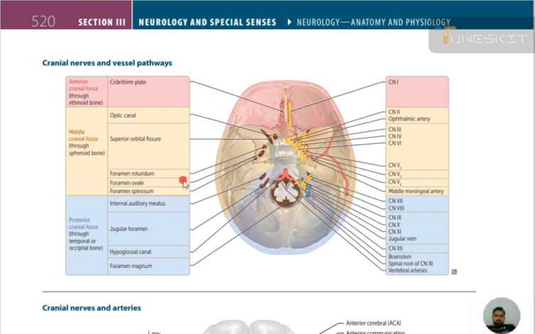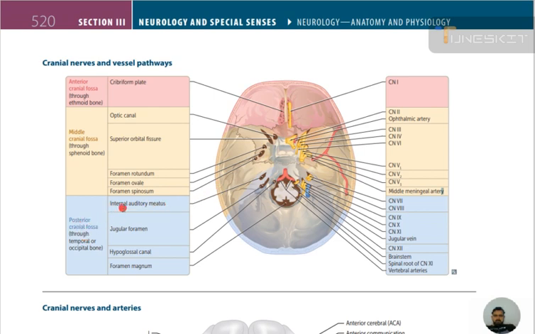Then foramen ovale, from which the third branch of cranial nerve 5 passes. Foramen spinosum, from where the middle meningeal artery passes. Middle meningeal artery is a very important structure in neurology and CNS. So you should remember foramen spinosum.